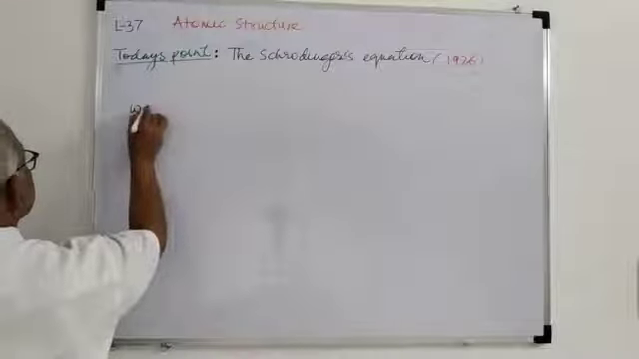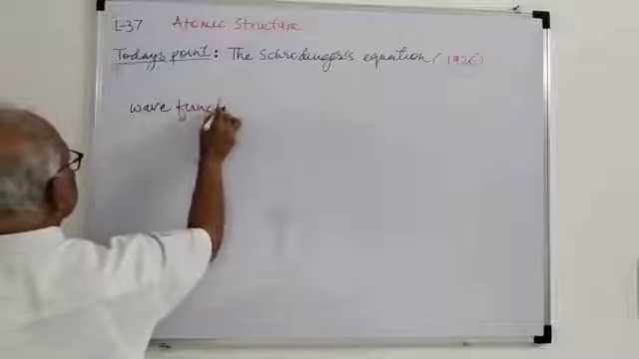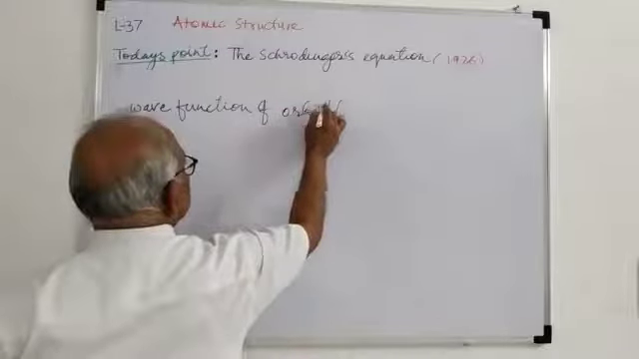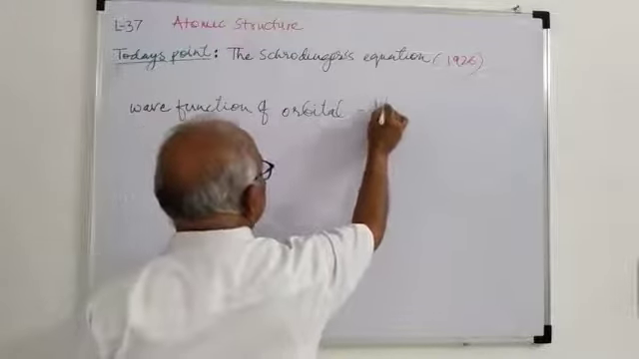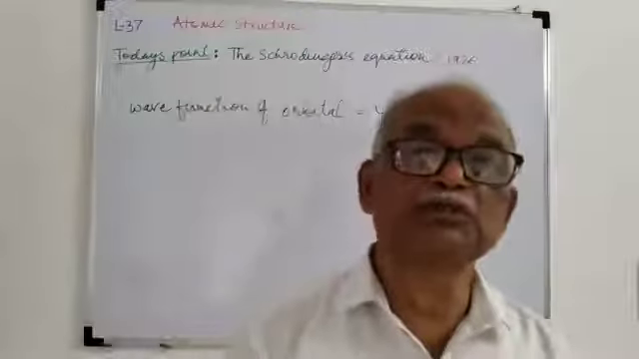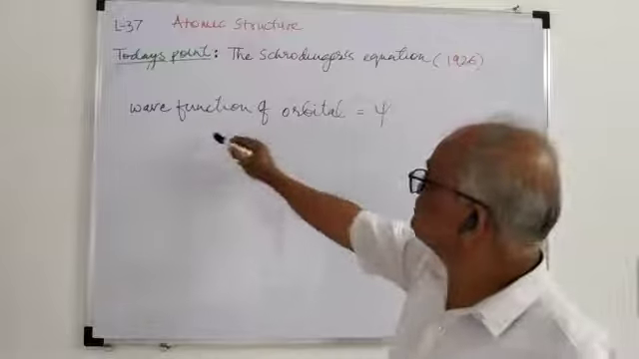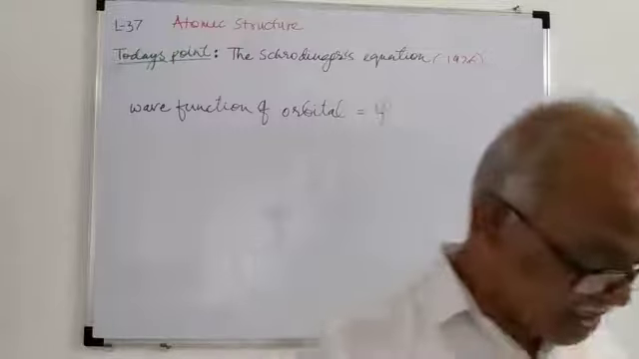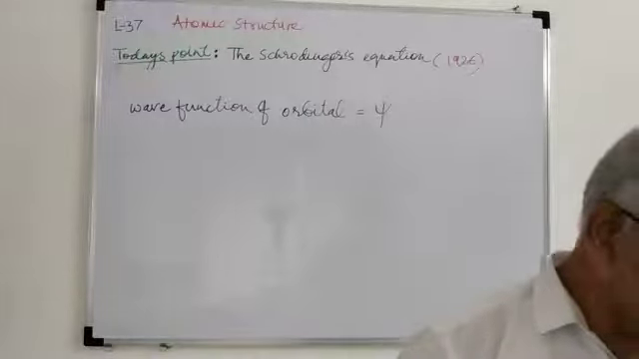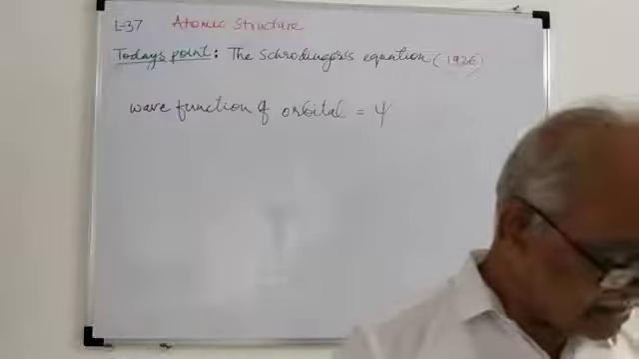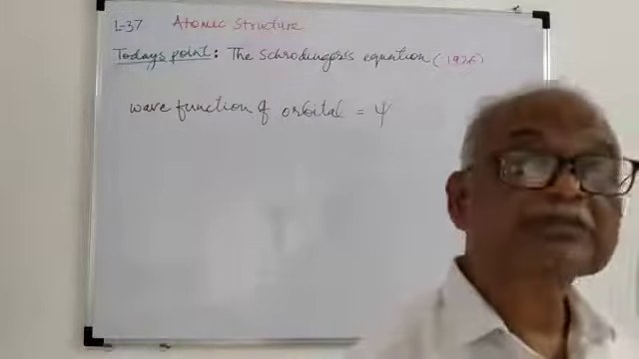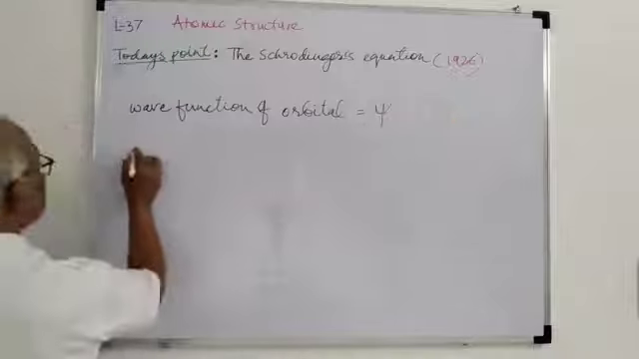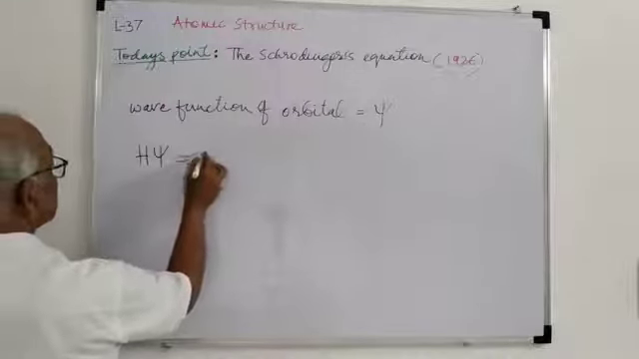So here we will discuss that the wave function of an orbital is psi. Psi is the designation used to describe the wave function of an orbital. This wave function describes the atomic orbital, and in its simple form we describe the Schrodinger's wave equation as H psi equal to E psi.